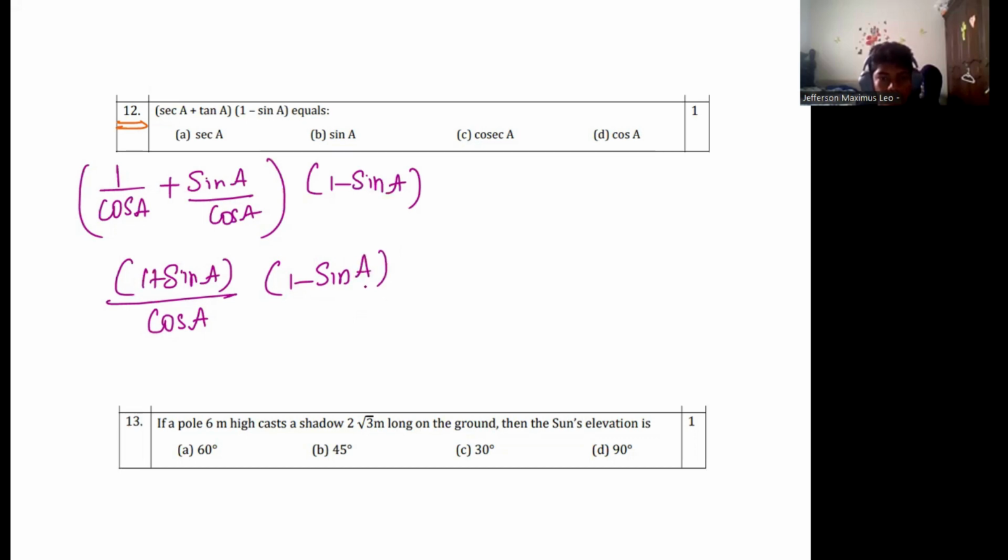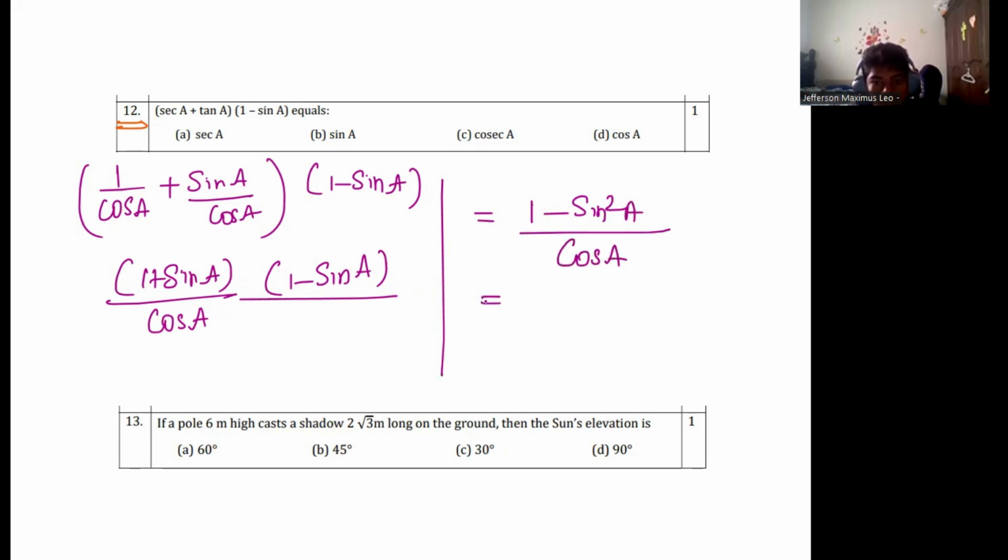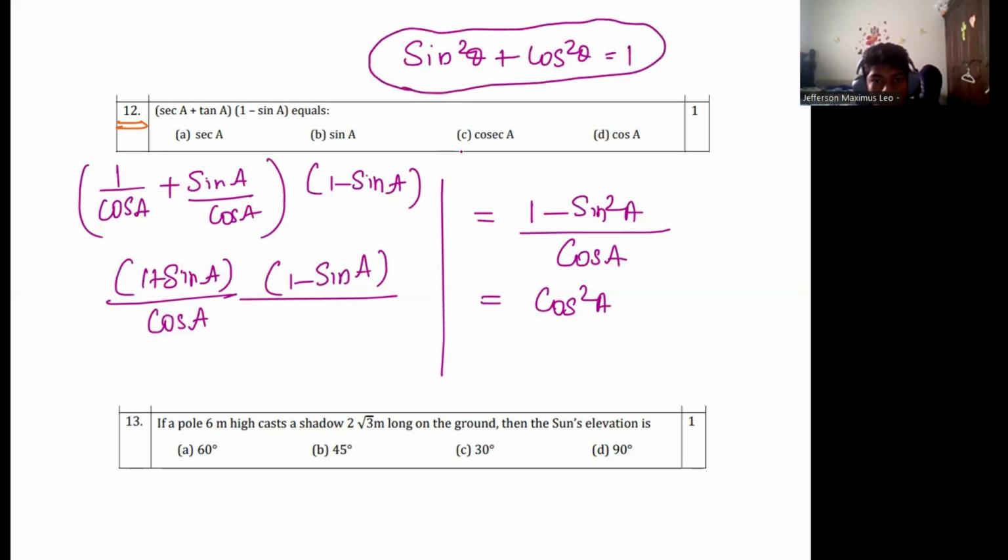Okay, ma'am. Now looking at the numerator, it is of the form A plus B, A minus B, A square minus B square. Okay, cos A. Okay, நீங்க சொல்லுங்க. 1 minus sin square is what? It's cos square A. Okay, ma'am. We know the identity, first identity in trigonometry. Sin square theta plus cos square theta is equal to 1. This is the first identity in trigonometry, please. Don't forget.